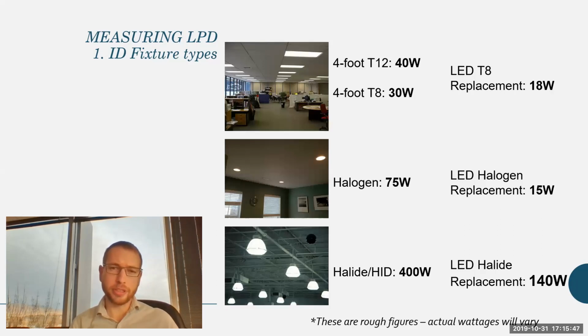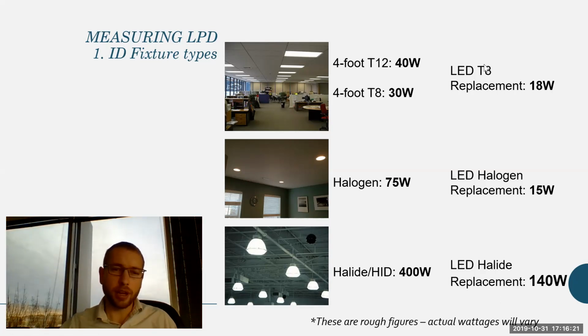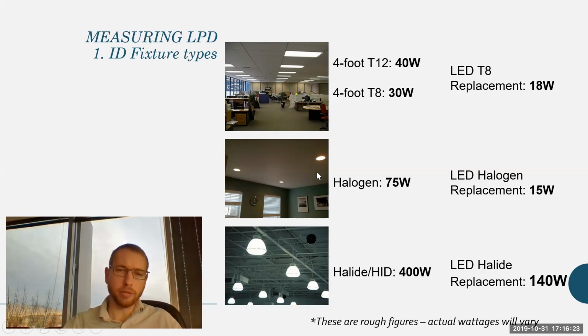What are some reasonable numbers to make? So for a 4-foot fluorescent tube, T12, these are the really old, thick ones, those are 40 watts generally per bulb. A 4-foot T8 is at 30 watts. The T5 we were just looking at, that was at 28 watts. So there's a range, but somewhere in there. An LED T8 replacement, which might look the same until you actually take the full cover off, might be at 18 watts.